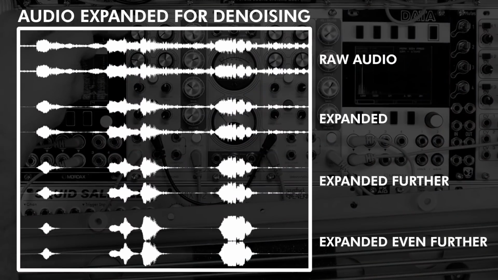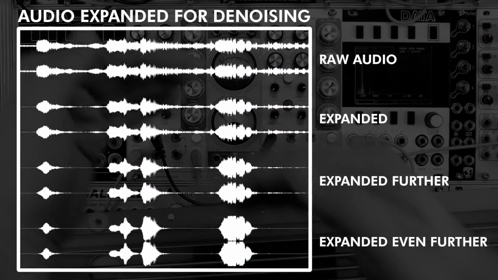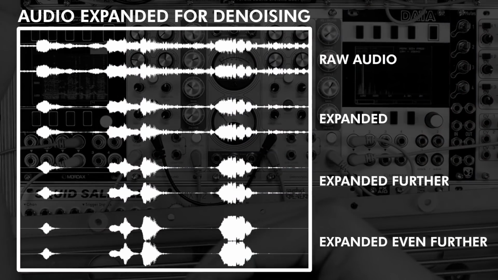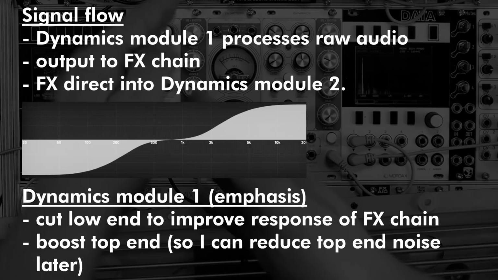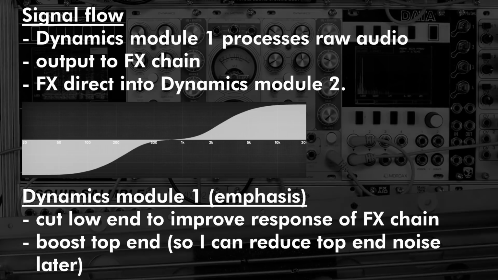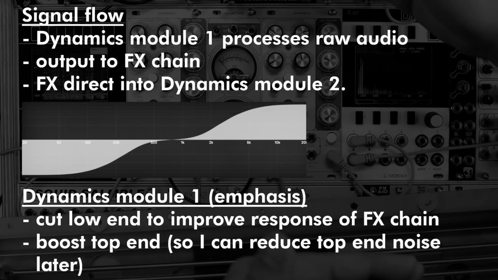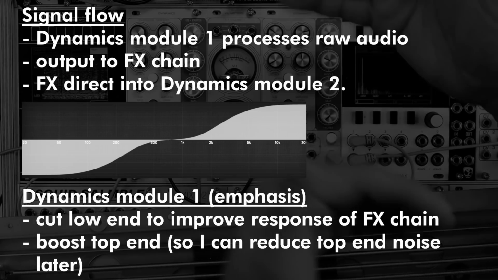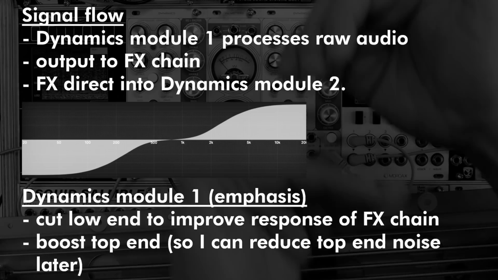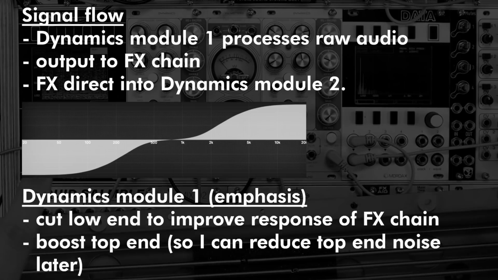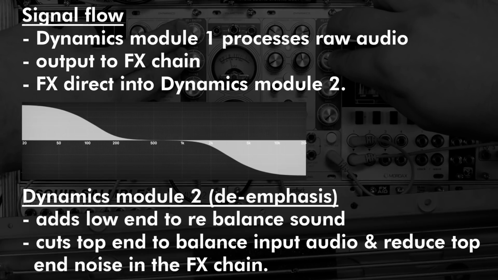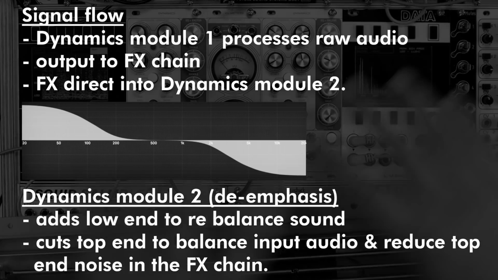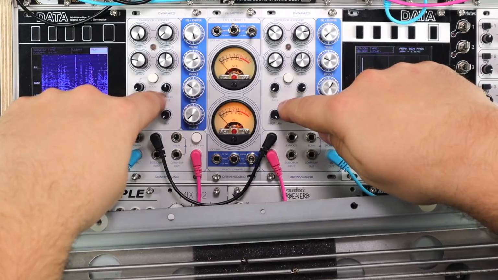So by expanding this sample input, I'm pushing down that noise and lifting the vocal, emphasizing the high frequencies, then coming through my effects chain and coming back to this Dynamics module. I'm compressing the dynamics of the voice back to where they were, pulling up the effects and the sounds I do want from the effects, and de-emphasizing to rebalance the sample, while also removing noise from my effects chain. Listen to the difference.